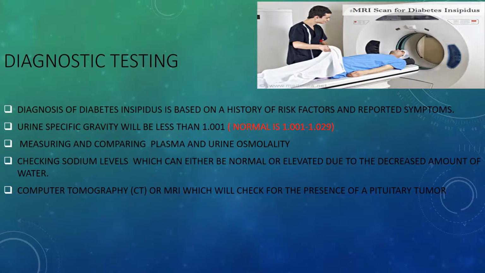For diagnostic testing, we base it on history of risk factors and reported symptoms from the patient. We might see a urine specific gravity that's less than 1.001. We might measure and compare plasma and urine osmolality, check sodium levels, do a CT or MRI to check for tumors in the pituitary gland, water deprivation tests, or glucose monitoring to rule out diabetes mellitus.